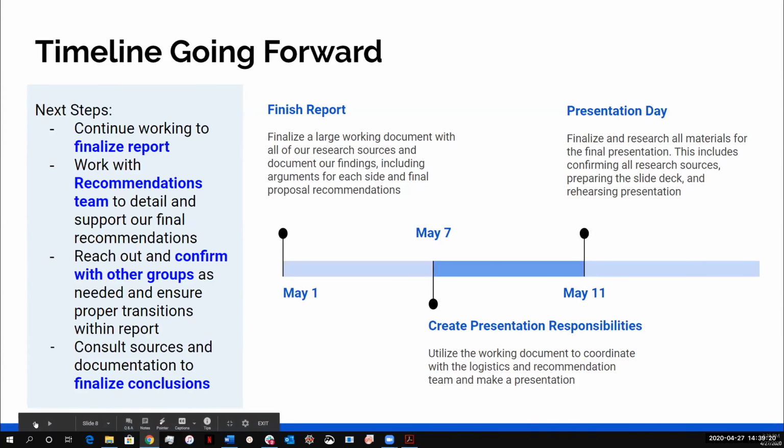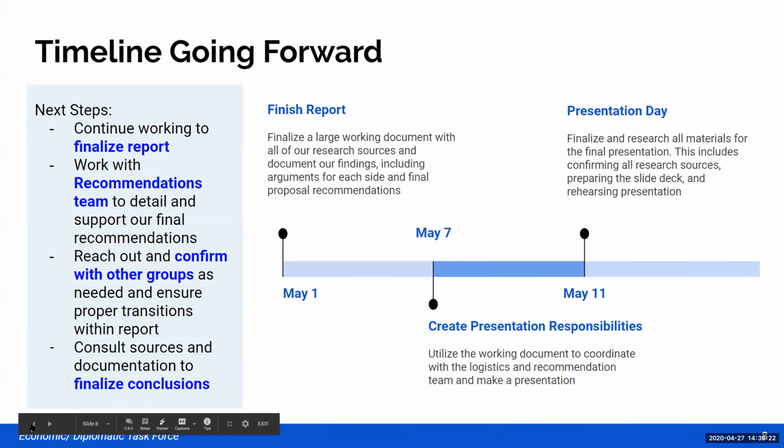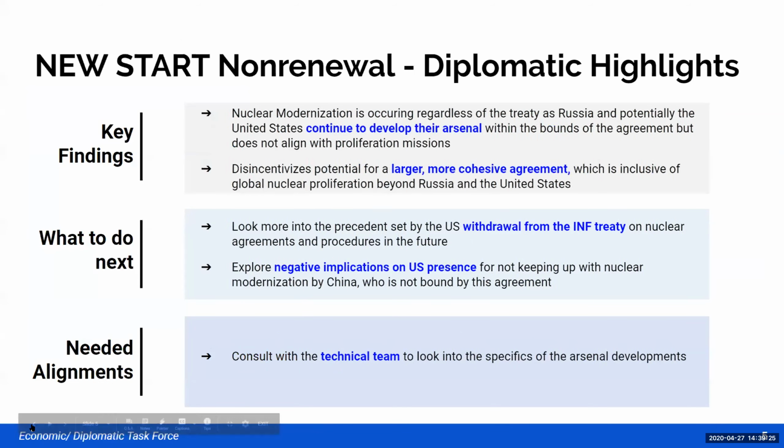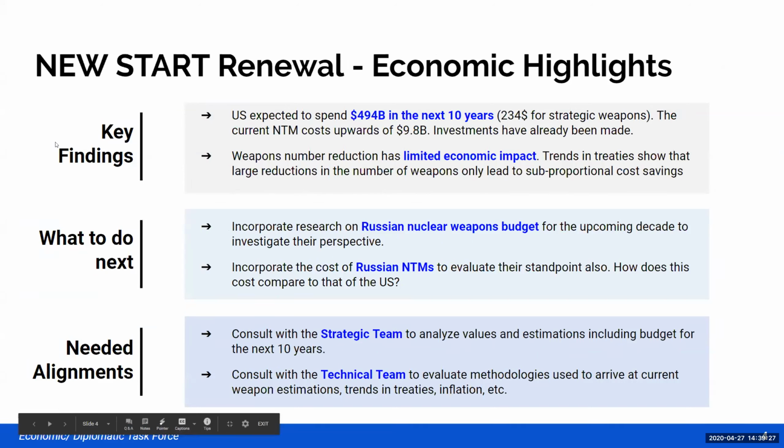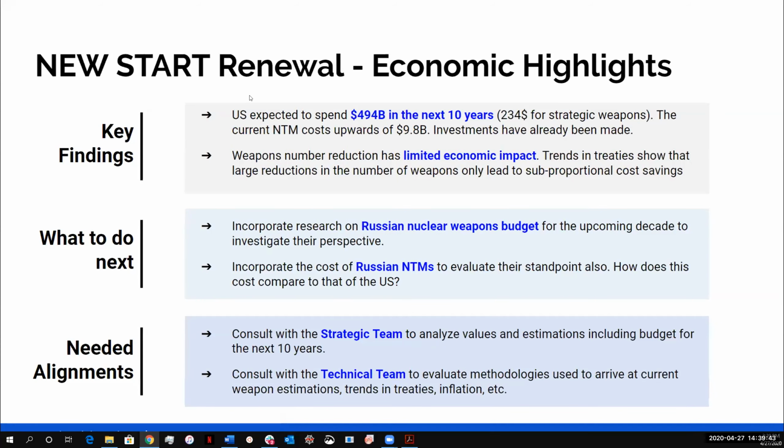Regarding the START renewal economic highlights, it was stated in one of the slides that the U.S. is expected to spend $494 billion in the next 10 years, 230 or so of which is for strategic weapons. I was wondering what the other major costs are, to the best of your memory, not meaning to put you on the spot here. I'm just curious if there were any other major costs up there in height with strategic weapons. I can take your answer if you want, or if you want to go, Julie. Go ahead. Yeah, I could take it.